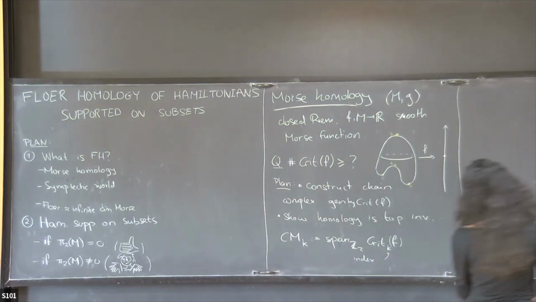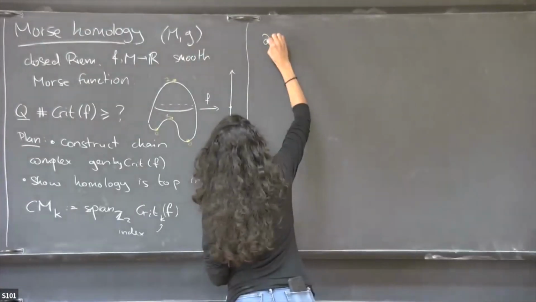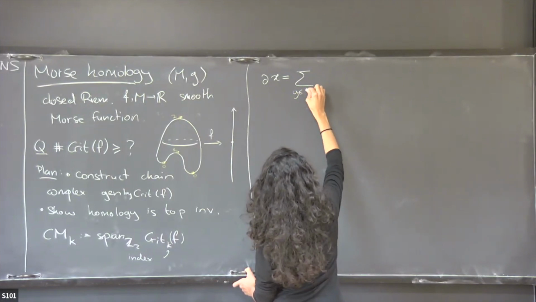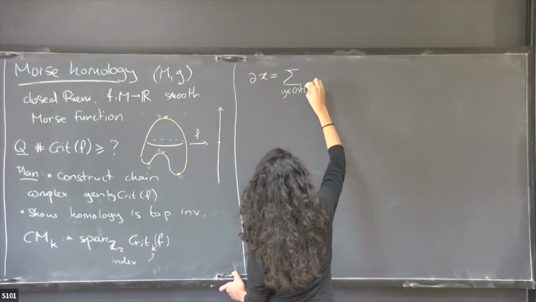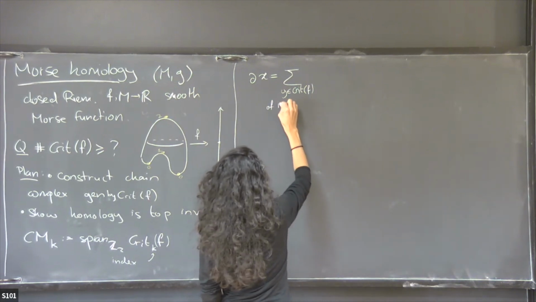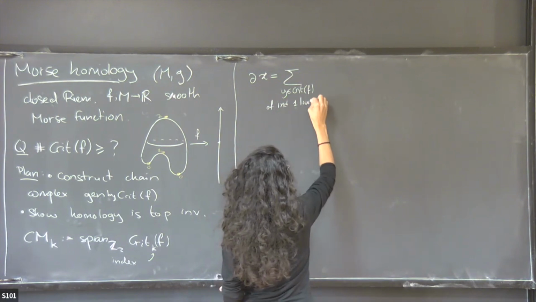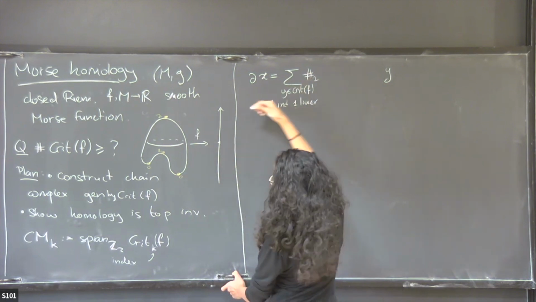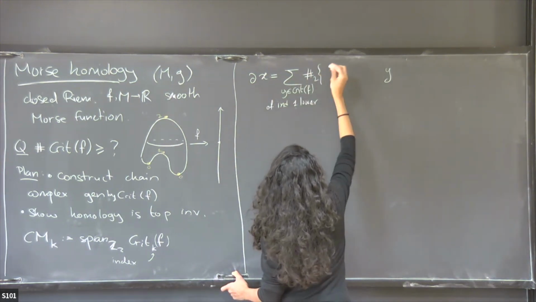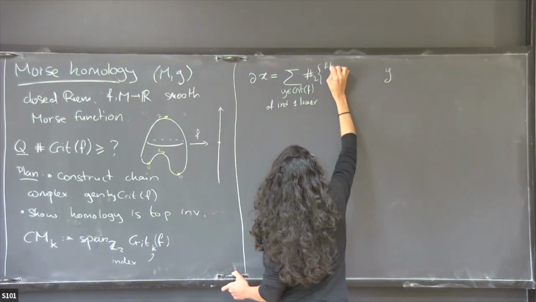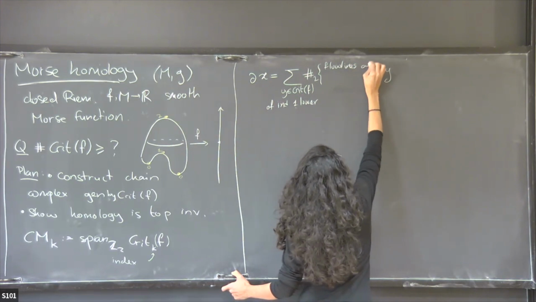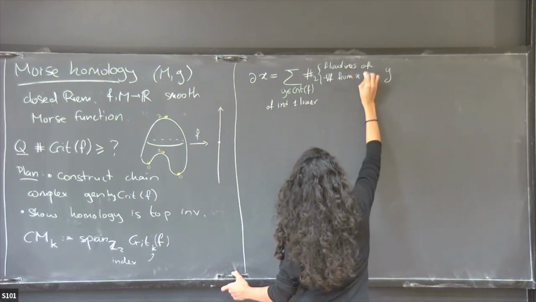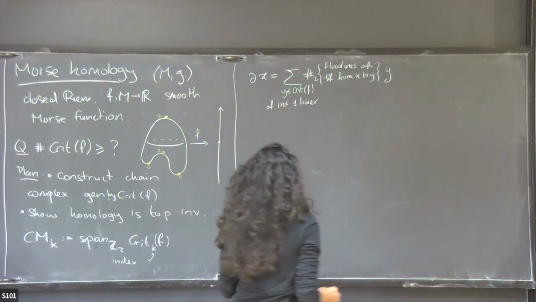Now to make it into a chain complex, we need to define a differential. So the differential of a critical point x will be defined by summing over all critical points y of index 1 lower, and the coefficient will be the count mod 2, if we're working with Z2 coefficients, of the number of flow lines of minus gradient f from x to y. So let's work this out on our example.